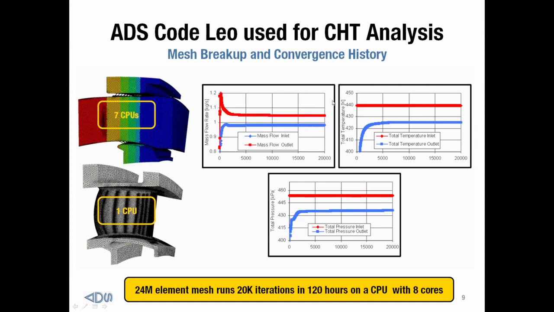Now on the right-hand side of the screen, what we're showing is some convergence histories from a simulation. First, you see the mass flow rate, followed by total temperature and total pressure. If we go back to mass flow rate, what you're seeing here is in blue, we have the inlet flow, and in red, we have the outlet flow. Now, for a normal simulation, you would expect these two lines to join up together if we're satisfying mass conservation.